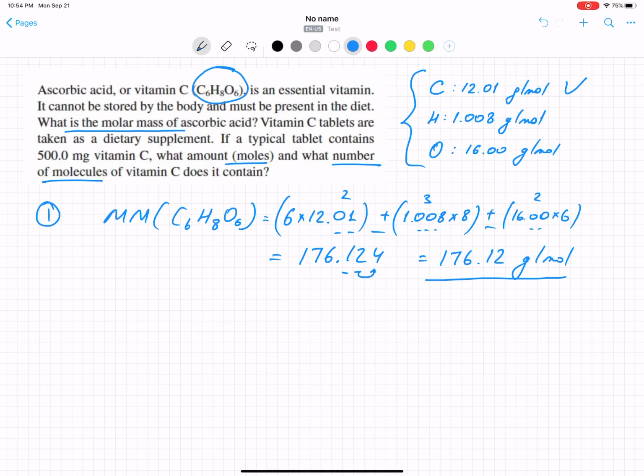Now the second one: if a typical tablet contains 500 milligrams of vitamin C, we will do dimensional analysis in this situation. So we're going to start with 500.1 milligrams of vitamin C. And how many moles of vitamin C are in the 500 milligrams? First of all, we're going to convert that to grams, and in order to do that, you need to write here 1000 milligrams and here 1 gram.